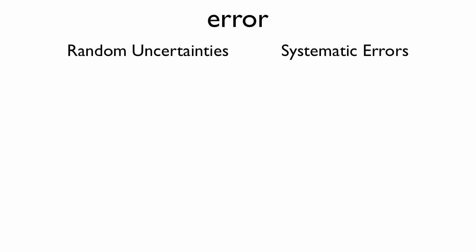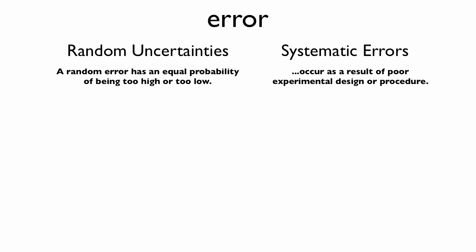When we think about error in chemistry, we need to consider two things: random uncertainties and systematic errors. Now, random uncertainties, by definition, have an equal probability of being too high or too low. That's why we call them random. On the other hand, systematic errors always err to one side or the other because they're the result of a bad process. Our own system is making the errors.